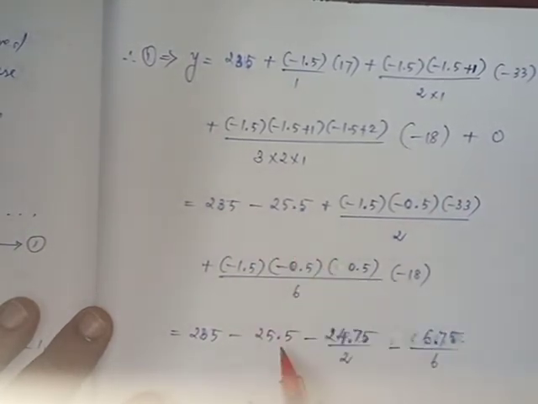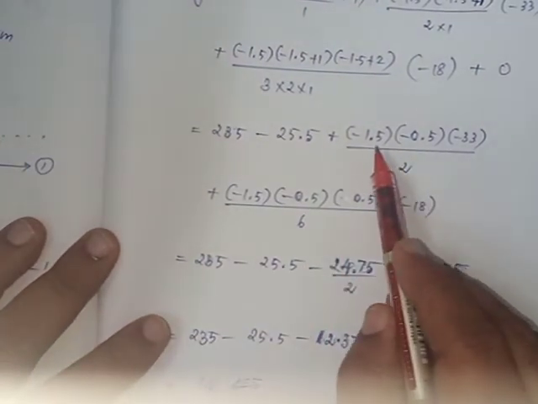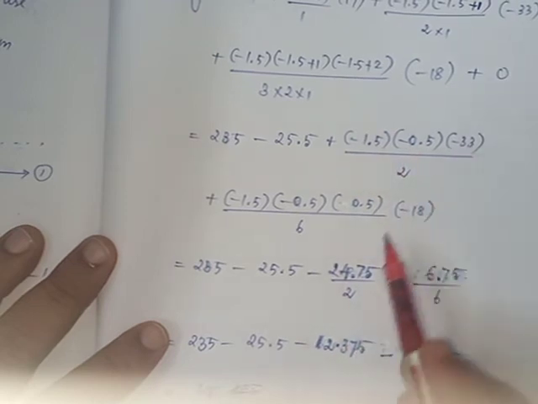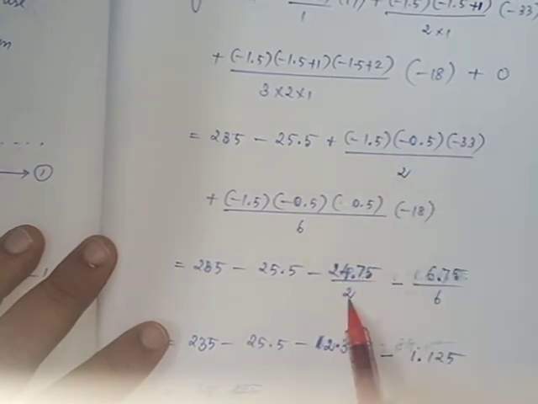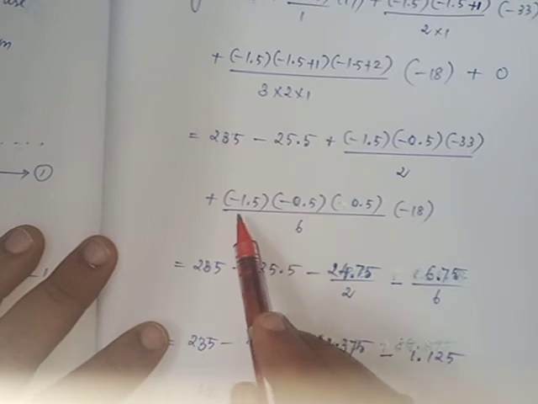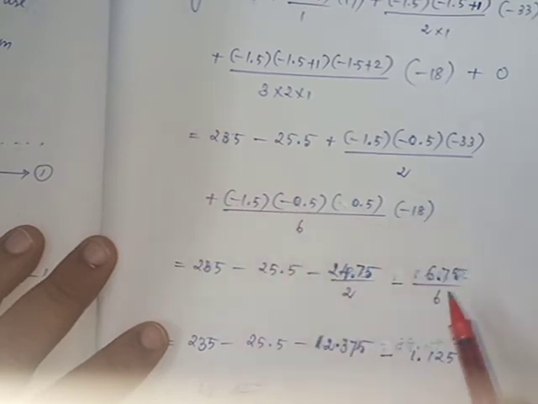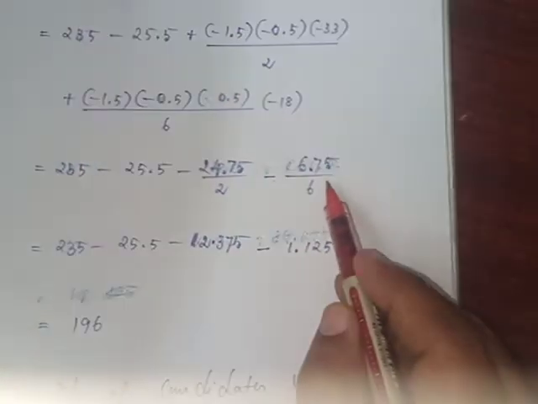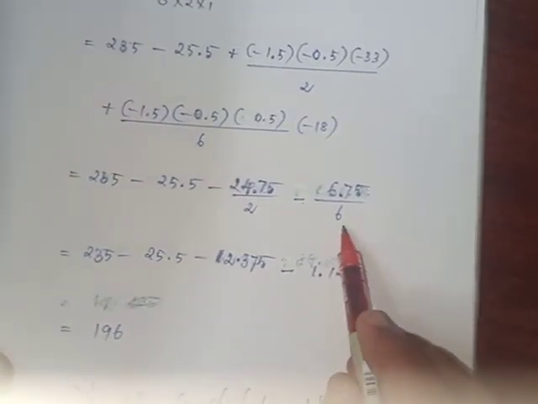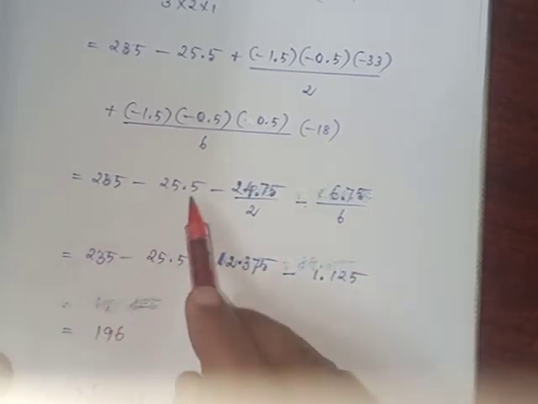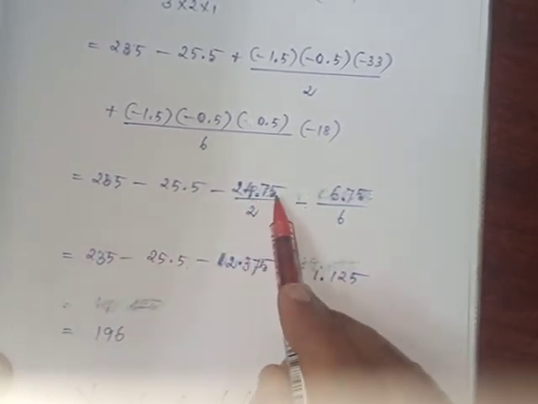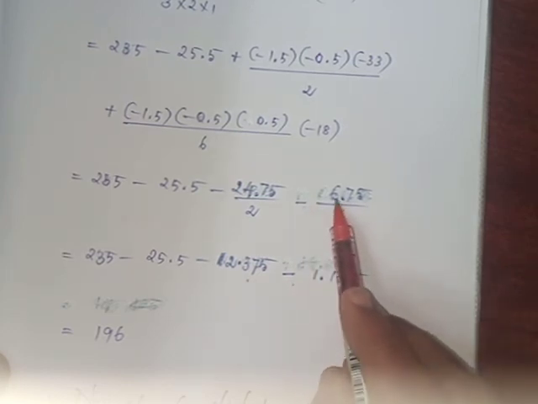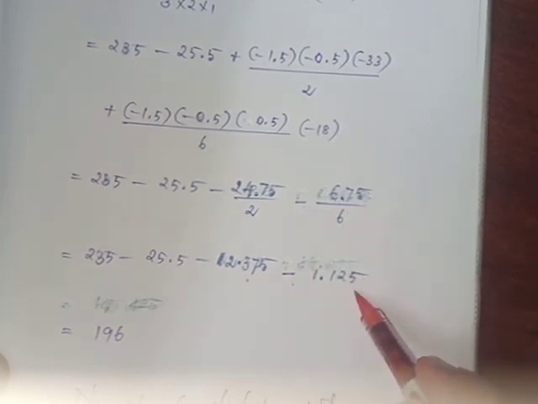235 as it is, minus 25.5 as it is, and minus into minus into minus, that is minus only. If you multiply all the three numbers, you are getting 24.75 divided by 2, that is 2 factorial is 2. Minus into minus into minus, that is again minus. Multiply all the four numbers, you are getting 6.75 divided by 6. 235 minus 25.5 as it is. 24.75 divided by 2 is equal to 12.375. Minus 6.75 divided by 6 equals 1.125.